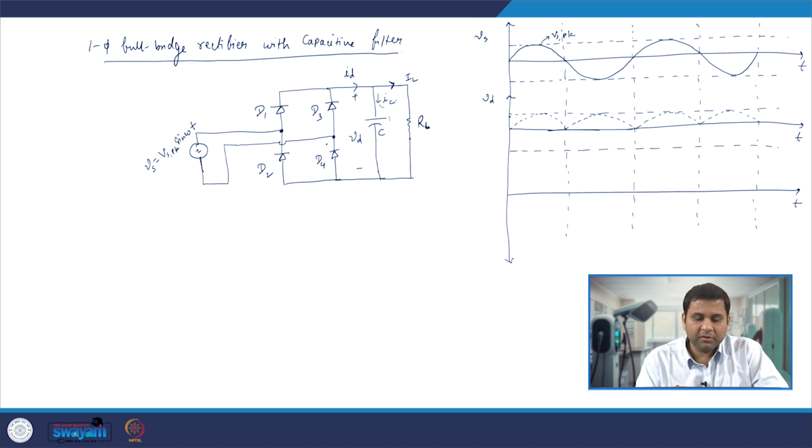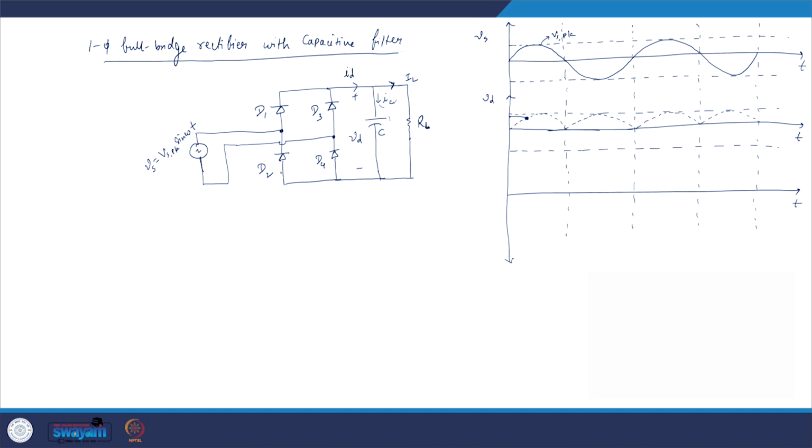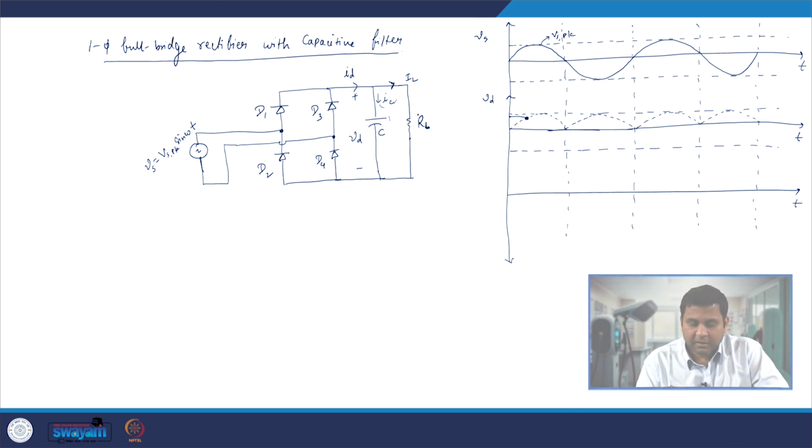Since all the 4 diodes will be reverse biased, this load RL will be getting current from the capacitor, because the capacitor will be discharging, and as a result the capacitor voltage will be falling down, because there is no diode which is forward biased. All the 4 diodes are reverse biased. So the entire power which this resistive load demands, or the current which the resistive load demands, is taken by the capacitor, and as a result the capacitor voltage gets discharged.